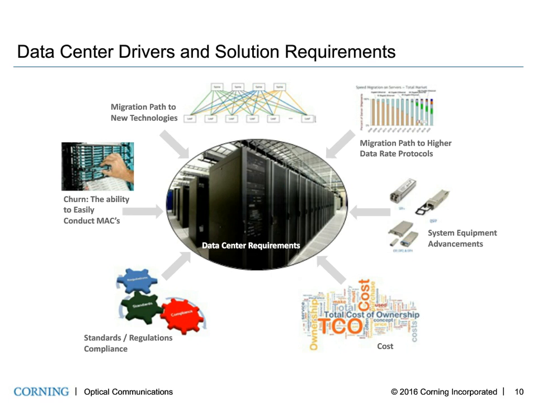So a lot of things we do before we try to release a new solution is we try to understand the migration path to all new technologies and even topologies. So going from a 3-tier architecture to a 2-tier spine and leaf architecture, what does that do to the end user needs, and how does that translate into product features? Migration path to higher data rates.